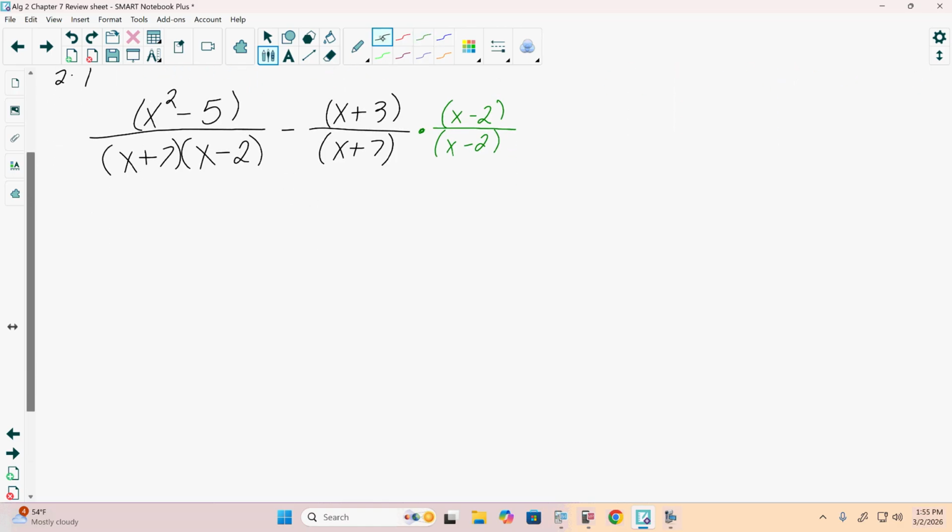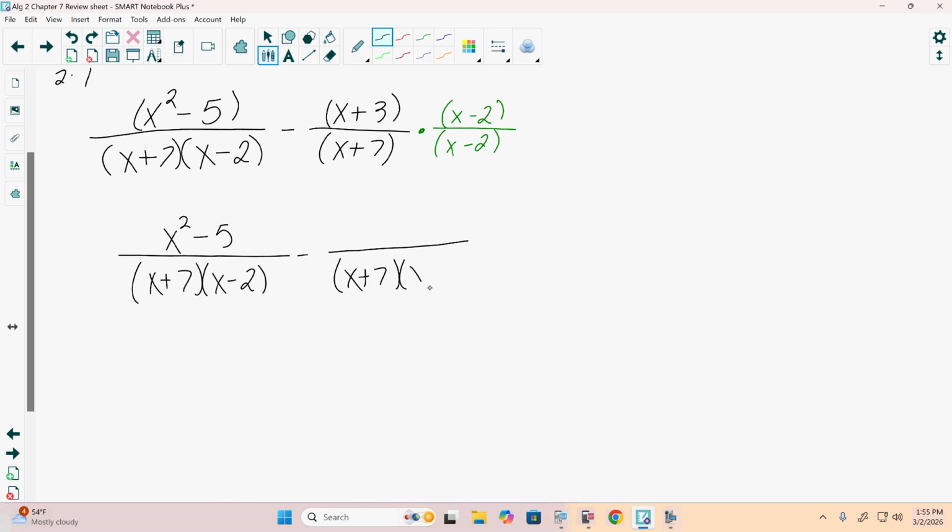And as we do this multiplication, the left-hand side's going to stay just x squared minus 5. x plus 7 times x minus 2. The denominators, we're just going to put those two sets of parentheses right next to each other, because that is showing that we multiplied them together. And because we're not having to combine like terms, we're not simplifying anything on the bottom. No reason to distribute it. On top, however, we're going to multiply this out.